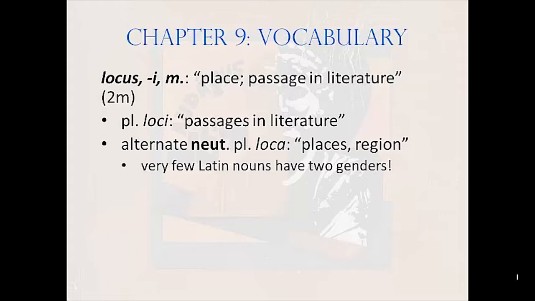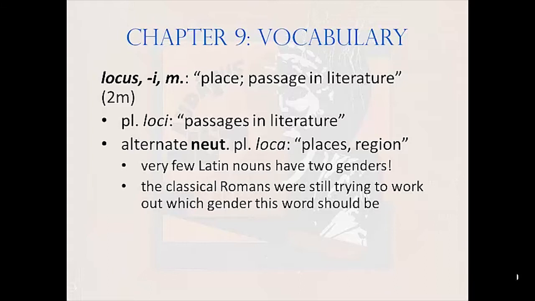This is a very rare thing in Latin. Most words have one gender and one gender alone, which makes locus a fascinating artifact of an argument the Romans were having among themselves about the nature of this word. Was it masculine or neuter? A decision they had not yet arrived at in the classical age.